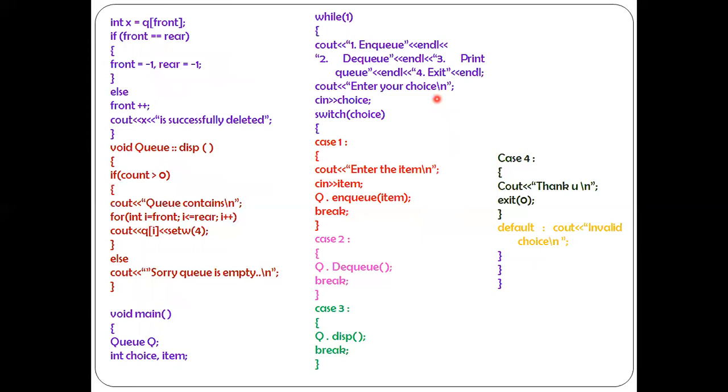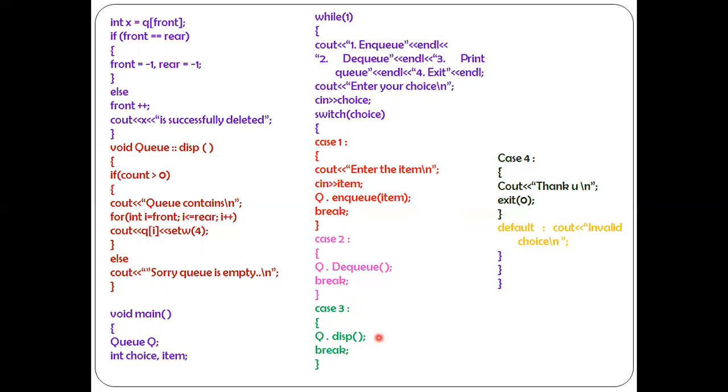1 for enqueue, 2 for dequeue. I just want to know what exactly the queue data structure contains. Enter your choice means I'll input 3. So switch of 3 matches with case 1? No. Switch of 3 matches with case 2? No. Switch of 3 matches with case 3? Yes, it matches. Then comes open flower bracket, Q dot display.